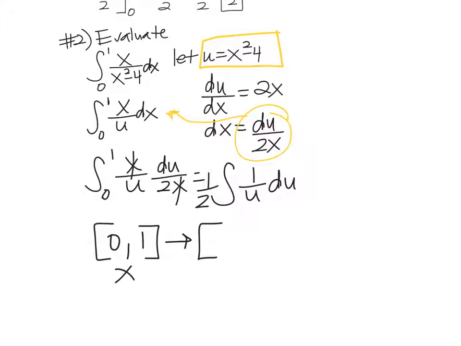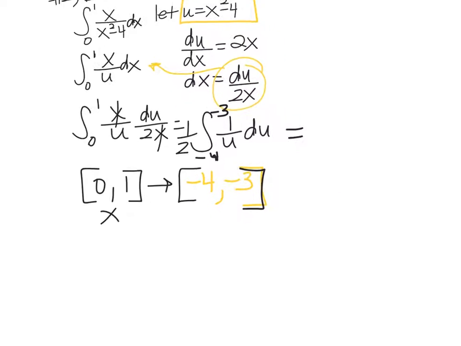When x is 0, what's u? -4. And then when x is 1, -3. And that's our a and b. So then we can write -4 to -3. Okay, here we go. Let's now go ahead and take the antiderivative.